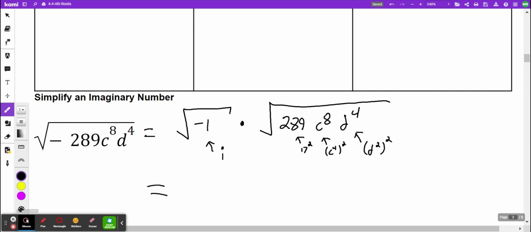So let's pause it. Each one of these I can simplify. The square root of negative 1 will give me i right here. The square root of 289 would give me 17. So I'm going to write 17, and I'm going to put this i right here. So I know it's 17i. Now, the square root of c to the 8th would be c to the 4th. And finally, the square root of d to the 4th would be d squared right here. So this is like an imaginary number because you can't find the square root of a negative number, but we can just write it out. So let's continue.